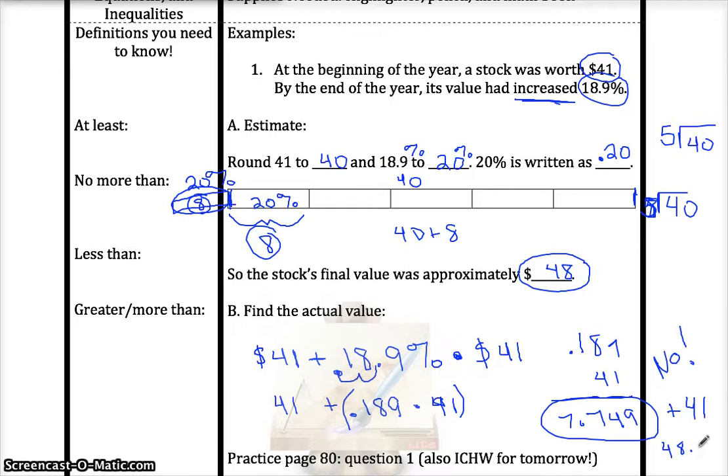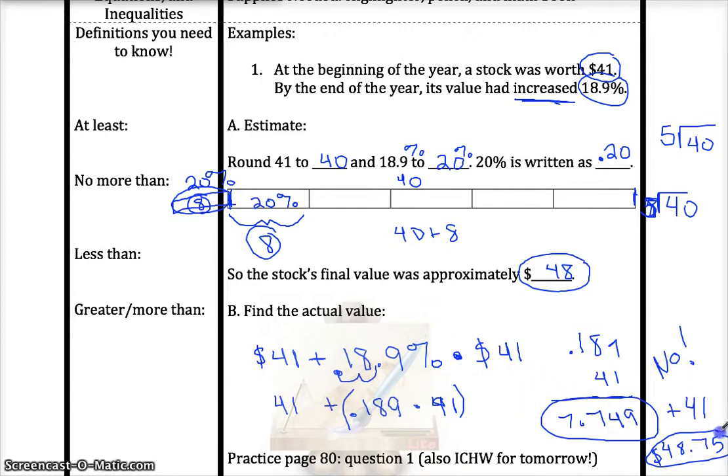And instead of 749, we're going to round that to the hundredths place. The 9 makes the 4 turn into a 5, so it'll be 48.75. Is this my final answer? $48.75. Yes, that is how much the value went up. It's how much it increased.